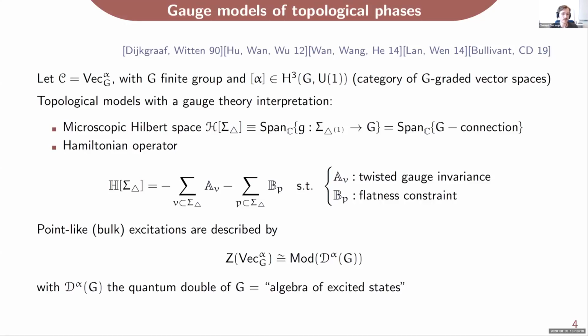So, okay, and now, since it's a special case of what I mentioned before, we know that the excitations will be characterized by this center of the input category. But what's really nice about this model is that there is an equivalent description of this category in terms of modules or representations of the so-called quantum double of the group, which is an algebra.